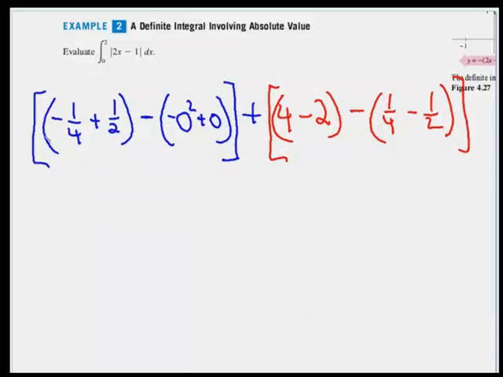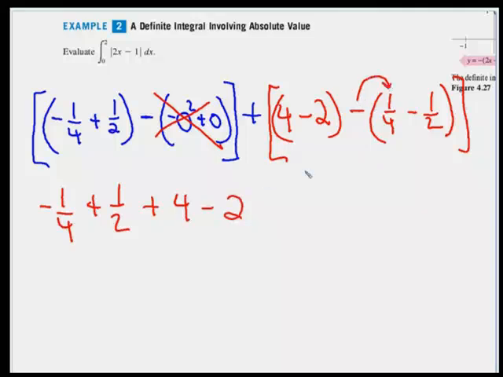So let's get rid of our grouping symbols. Our first negative 1/4 is fine, plus 1/2. These zeros amount to nothing. And then we're going to have plus, and our next set of grouping symbols, the 4 minus 2 is okay. And then here we have negative 1/4, and then plus 1/2.